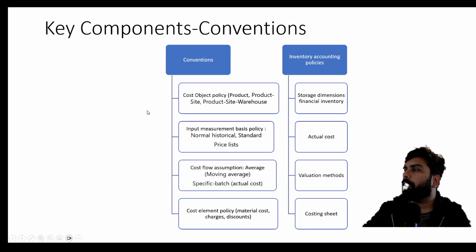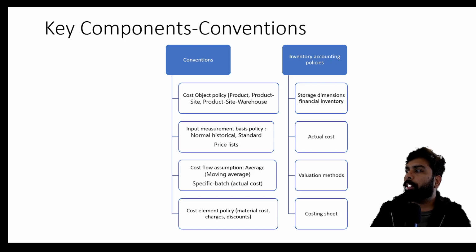The next thing is your input measurement basis policy, which defines on what basis and which transactions I want to consider for my valuation in the global inventory accounting. It has three different options as of now: normal historical transactions, which are all your actual inventory transactions, then you can have a standard, and then you can have the price list also defined here. This is similar to your actual transactions which you post in D365.